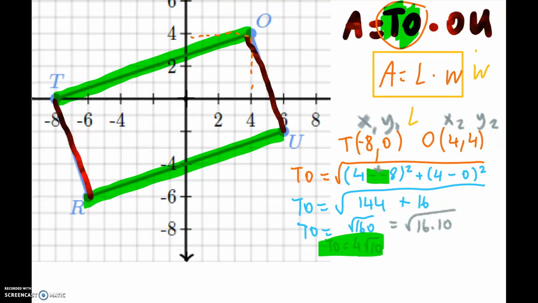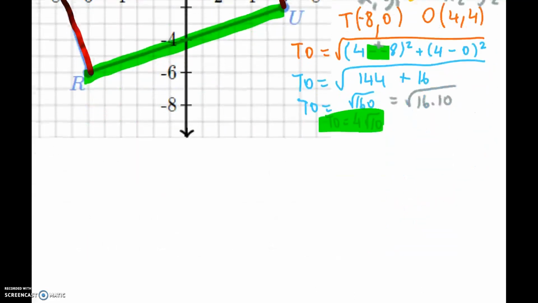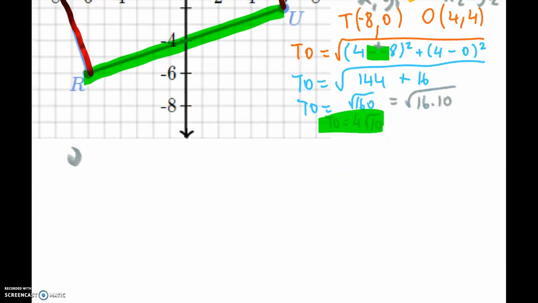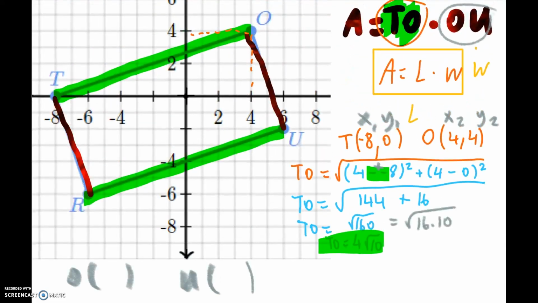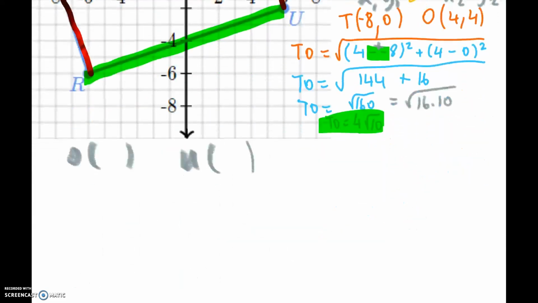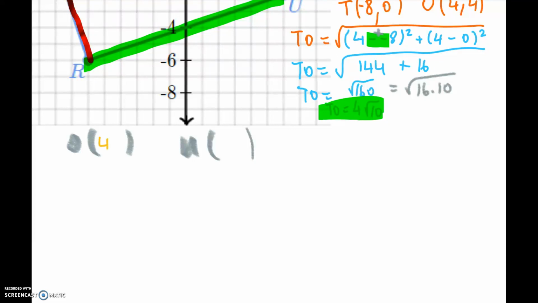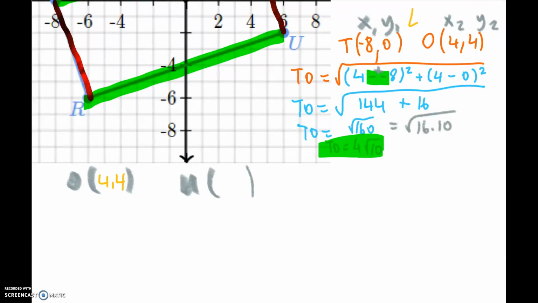We are done with half of the problem, I can say. Now let's work on OU. So point O and then point U. Let's see what they are. Point O is right here. The coordinate of point O was 4, 4. We just worked on it. And point U is right here. The x coordinate is 6. Y coordinate is -2.